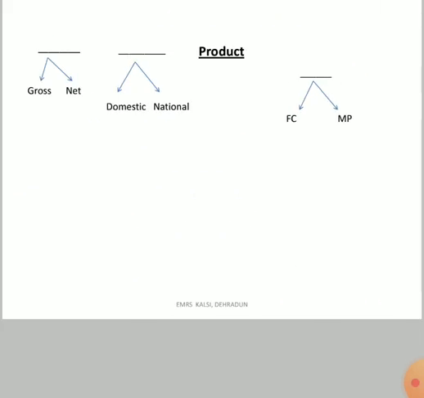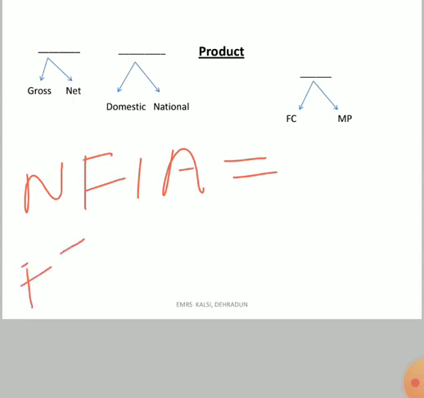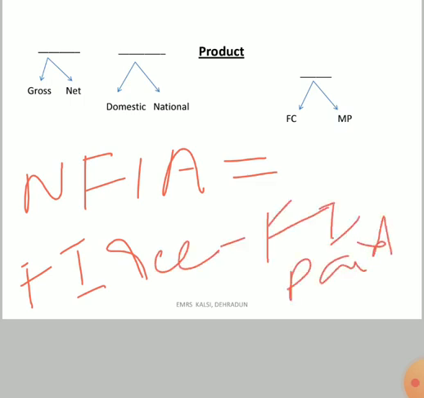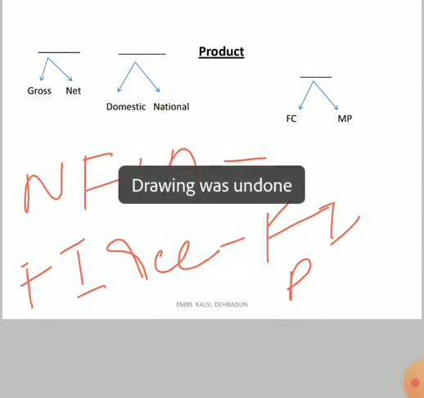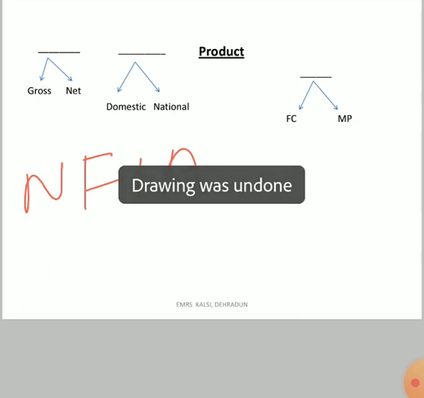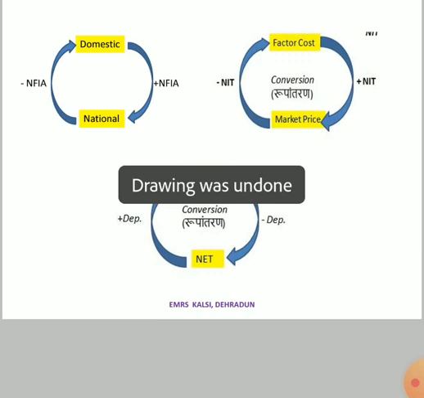Now what is NFIA? Let's see here. NFIA means net factor income from abroad. It means net factor income from abroad. And what is the formula here? Factor income received minus factor income paid to abroad. Sometimes NFIA is not given to you directly. So what you have to search for is factor income received minus factor income paid. By subtracting these, you will get NFIA, and through NFIA you can find the domestic and national. Okay, so these three were the basic formulas for conversion.